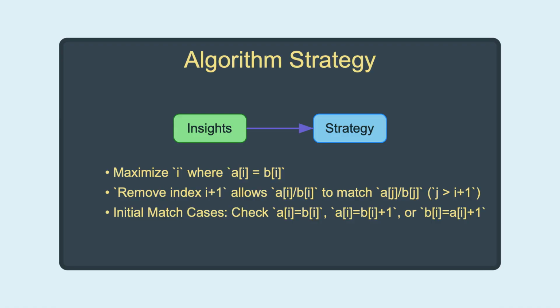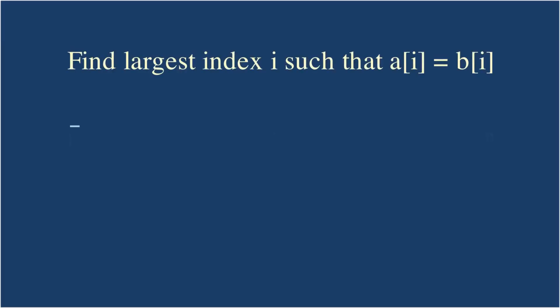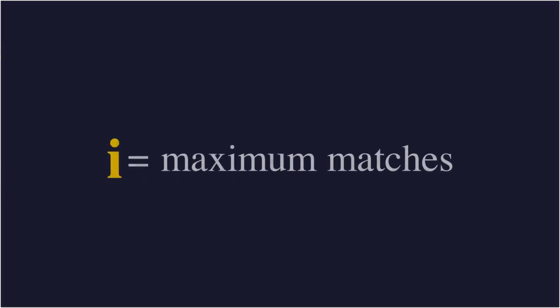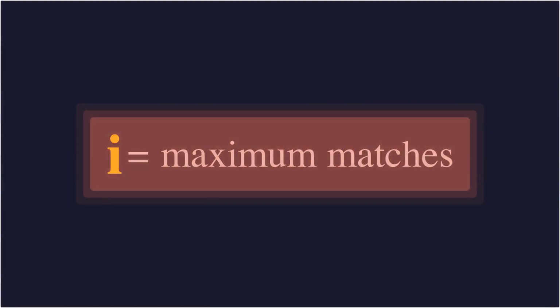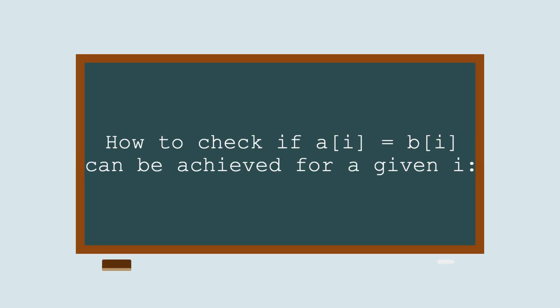Combining these insights, here is the algorithm strategy based on the solution's final statement. We want to find the largest index i, from n down to 1, such that we can make a_i equal to b_i. If we find such an i, then i is our maximum number of matches. How to check if a_i equals b_i can be achieved for a given i.